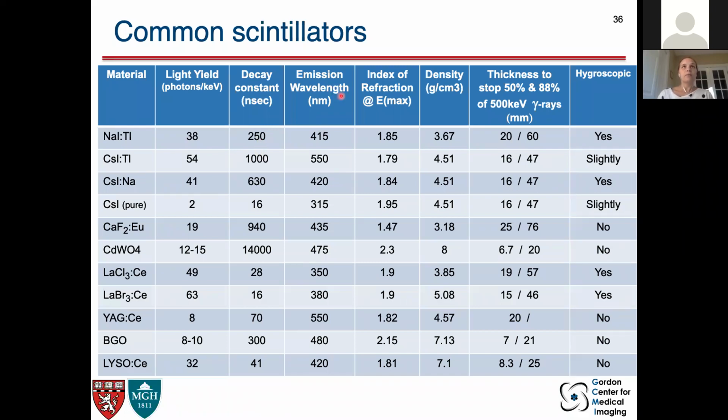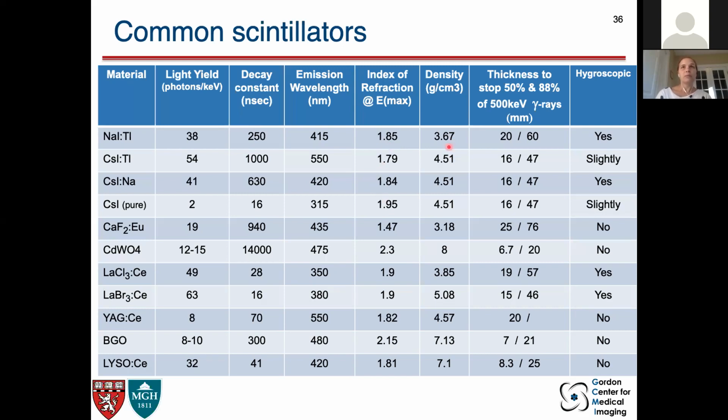And this is the emission wavelength. This is the peak of those distributions that we looked at in the previous slide. So you can see here that they differ quite a bit between different materials. And then we have the refractive index of the material, which is important because when we couple the scintillator to the photodetector, we want to be able to match the refractive index of the crystal with the refractive index of the photodetector so that we don't lose a lot of light in this interface.